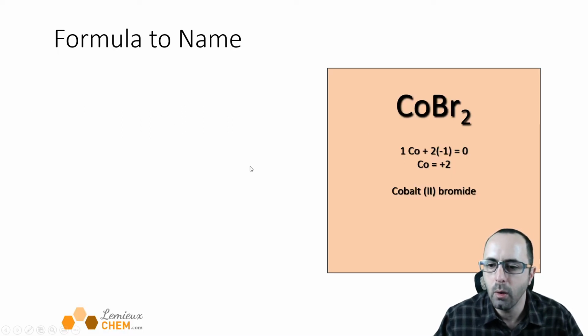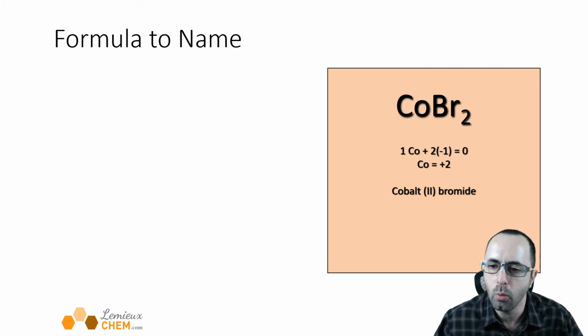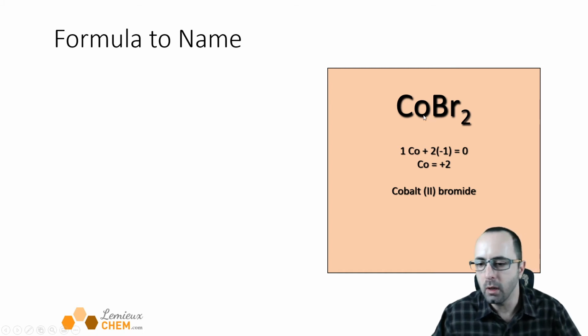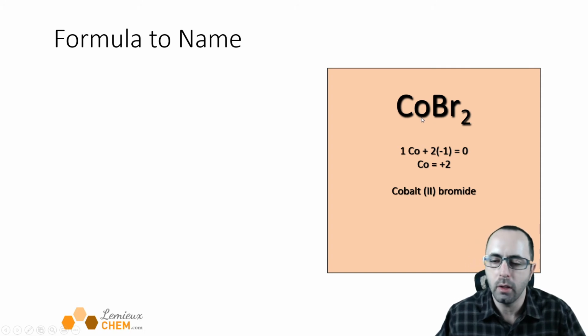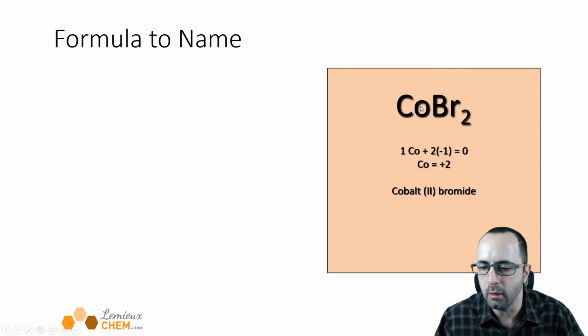So what if we're going formula to name here? So that was name to formula. What if we're going formula to name? So this is a little bit trickier because we have to figure out what the charge would be here for the cobalt. So we look at this. First we think about, is this ionic or covalent? Well, we know it's ionic because there's a metal in here.